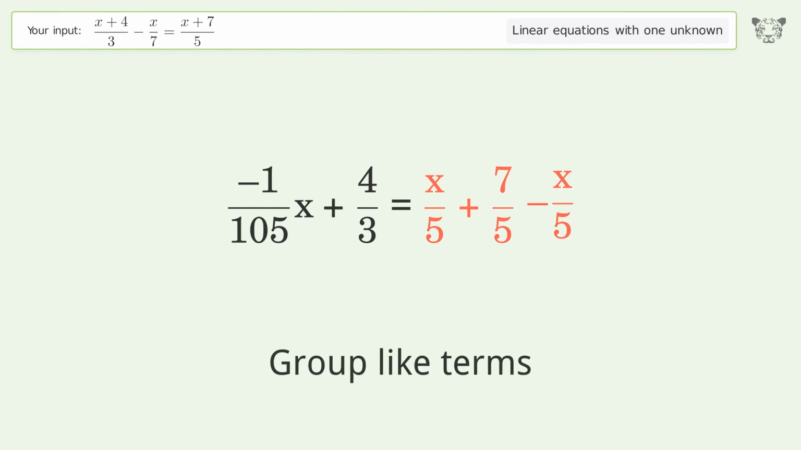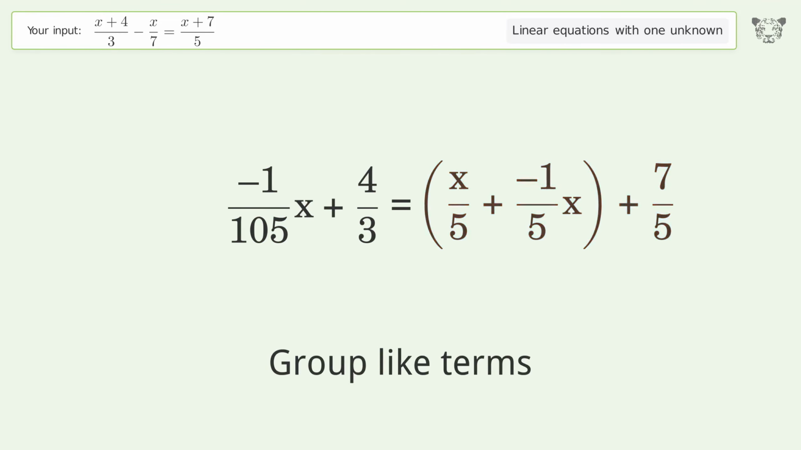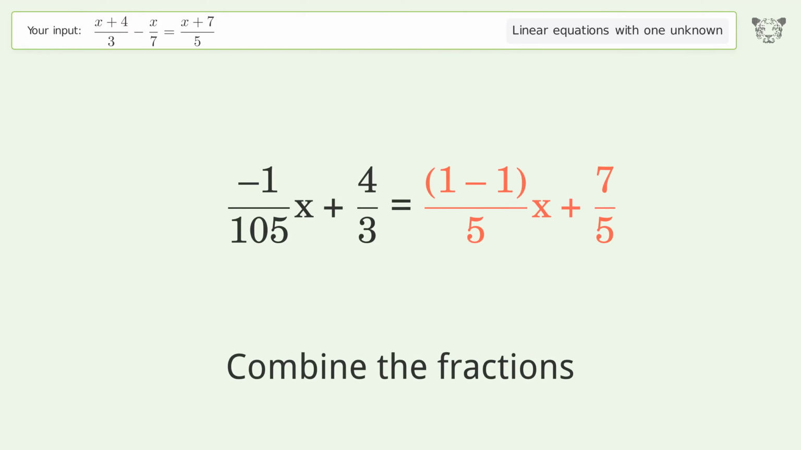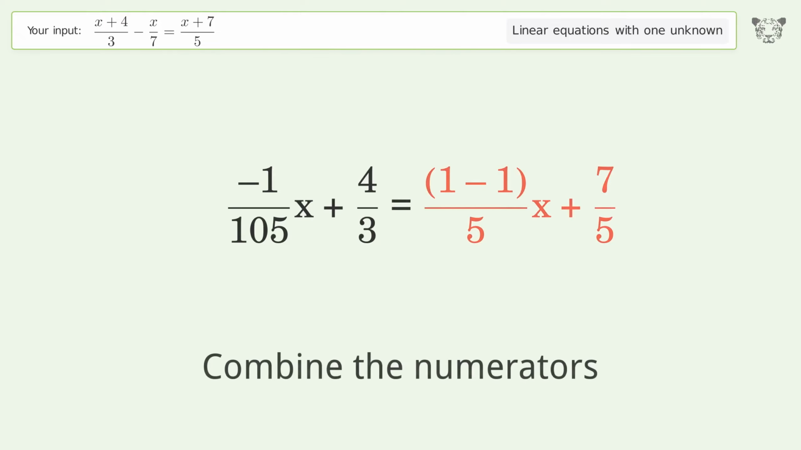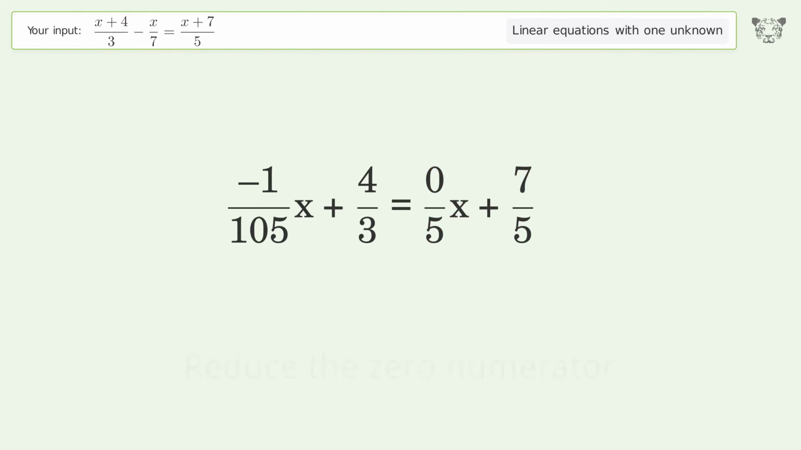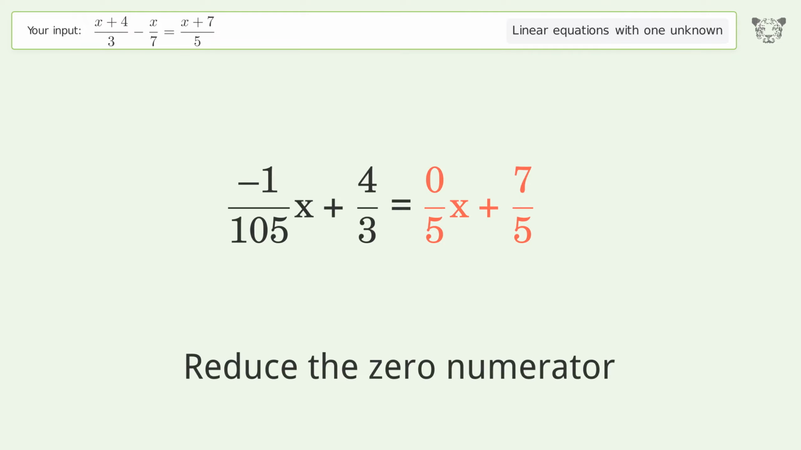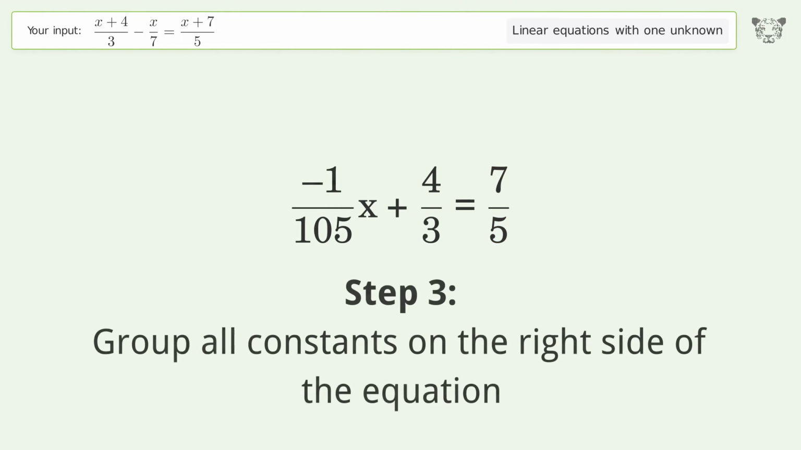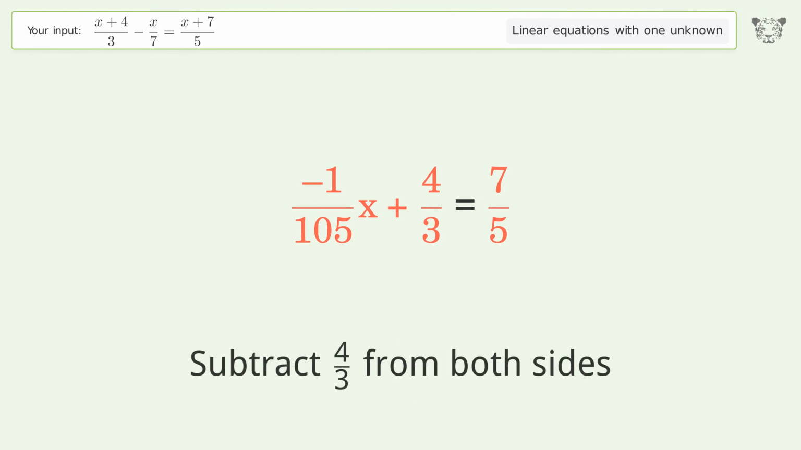Group like terms. Combine the fractions. Combine the numerators. Reduce the zero numerator. Simplify the arithmetic. Group all constants on the right side of the equation. Subtract 4/3 from both sides.